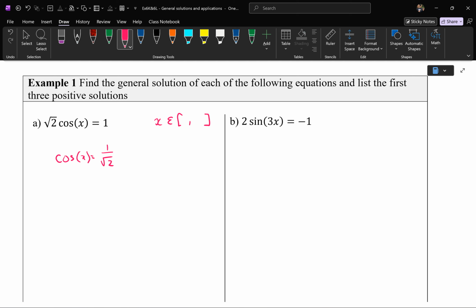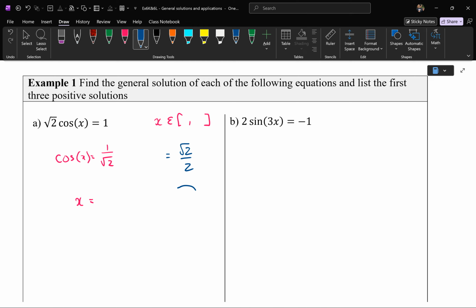Now let's test your exact values again. To get x, I've got to do cos inverse. So cos inverse of 1 on root 2, cos of what equals 1 on root 2? Adonis. Not a pi on 6. Someone else? Charlie? Pi on 4. So 1 on root 2 is the same thing as root 2 on 2. Okay, so that's a pi on 4.